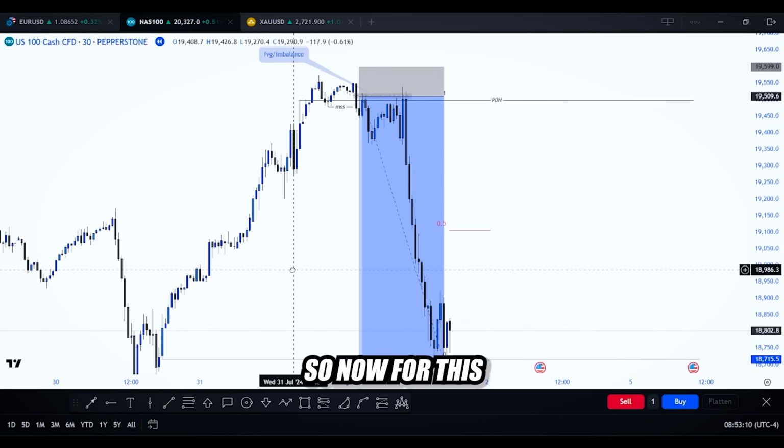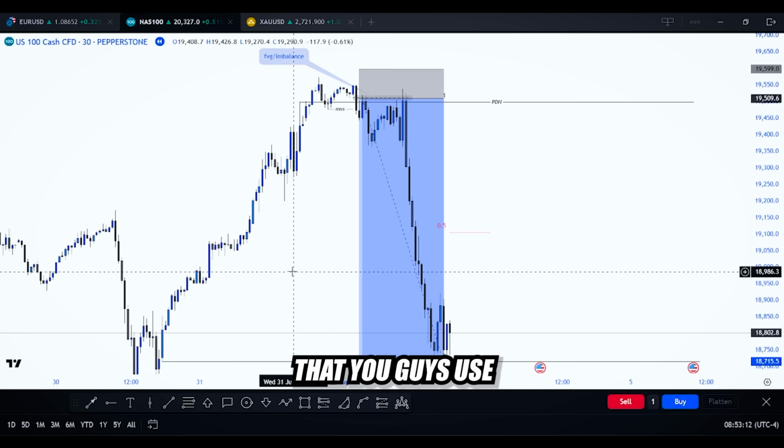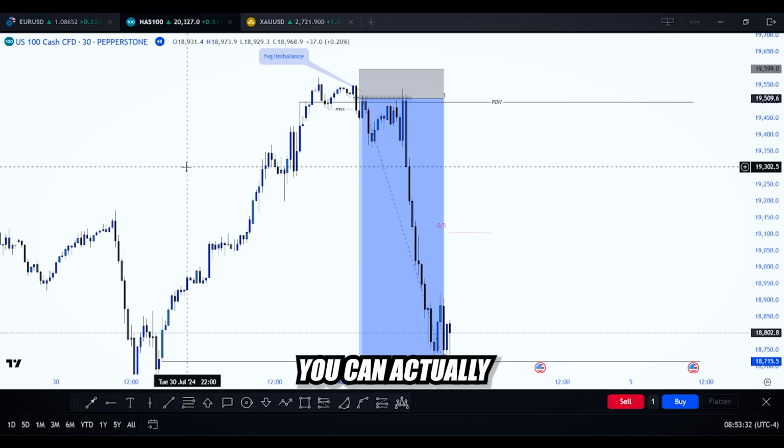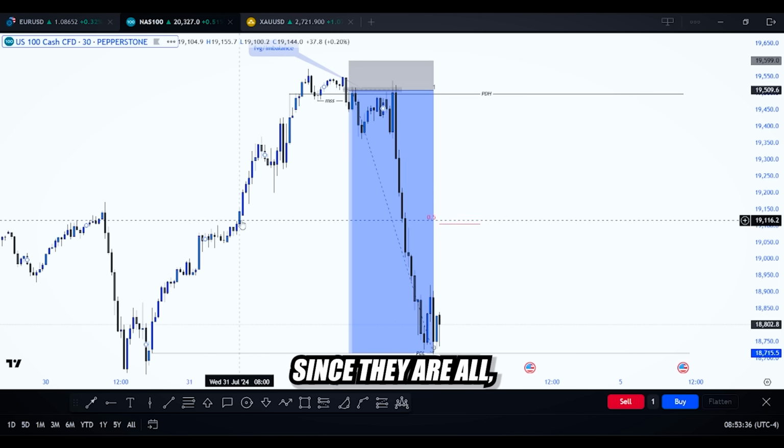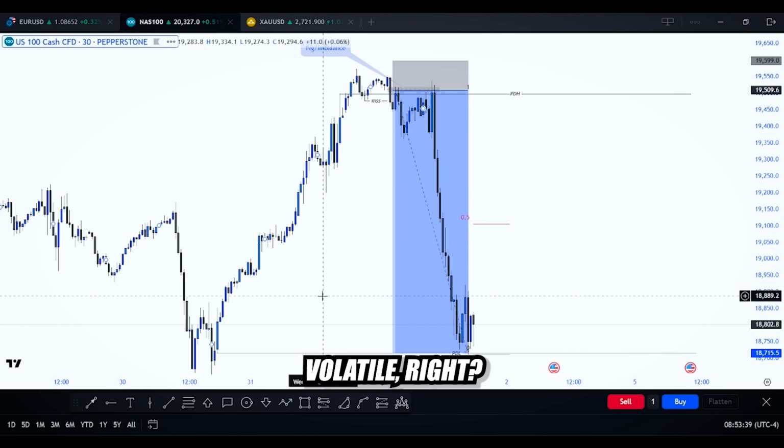So now for this strategy, I suggest that you guys use currency pairs first, like EUR/USD, GBP/USD, USD/JPY, and, I forgot something, USD/CAD, before you come to gold and the indices, since they are volatile, right?